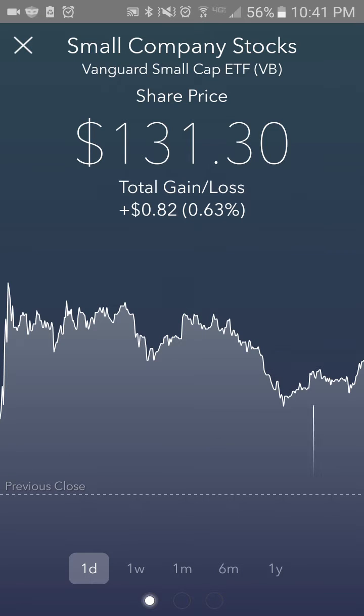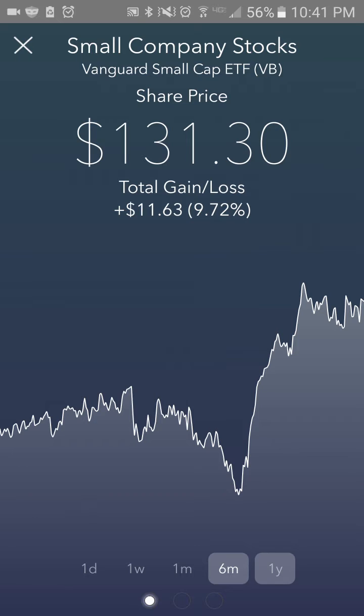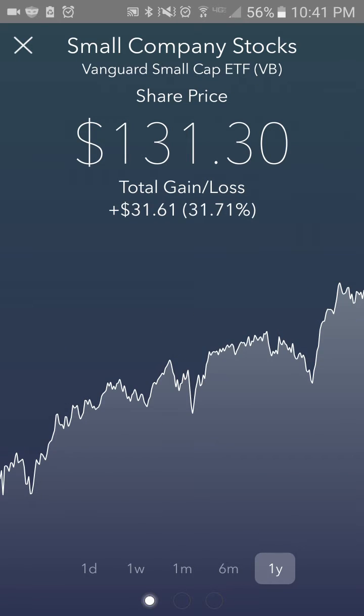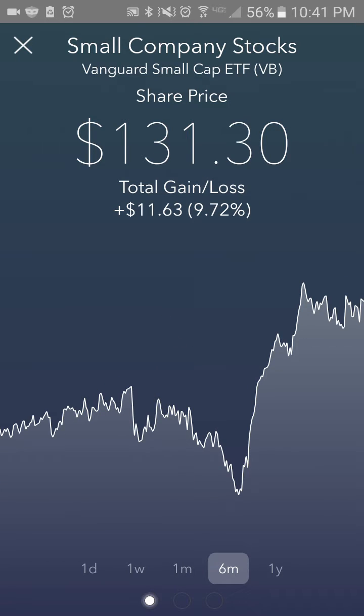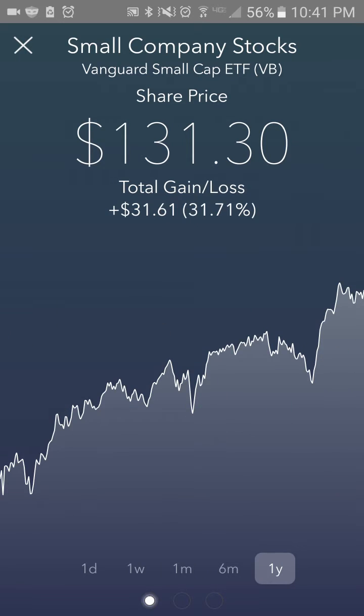But you can see here you've got a 1 day chart, 1 week, 1 month, 6 month, and 1 year. So you can see all the way up to a year. I like that it tells you the total gain and loss for that time frame because it gives you a good overall perspective. So in 1 year, this ETF had a 31% gain, which is fantastic. That means I got $31 extra on top of my investment with this ETF.